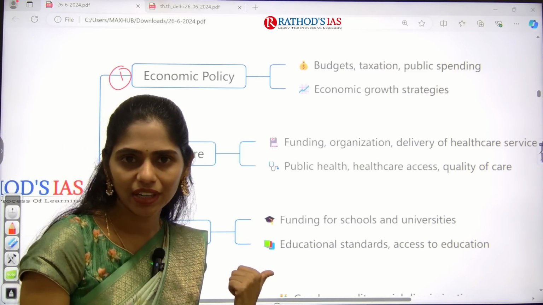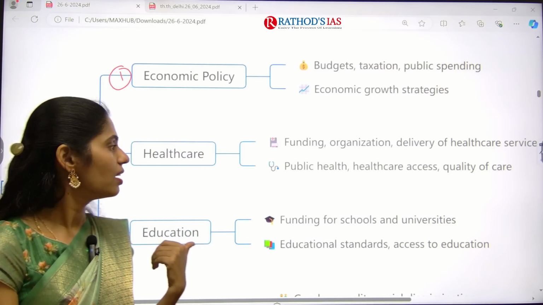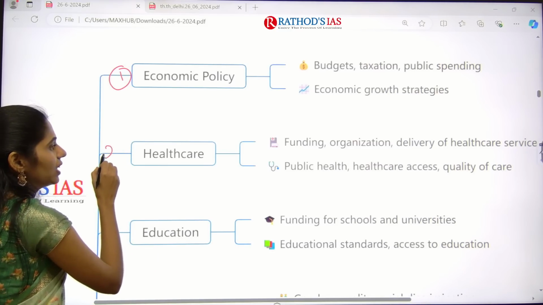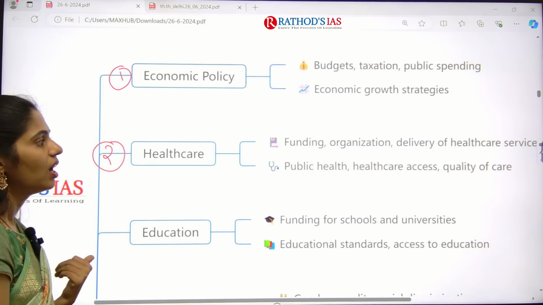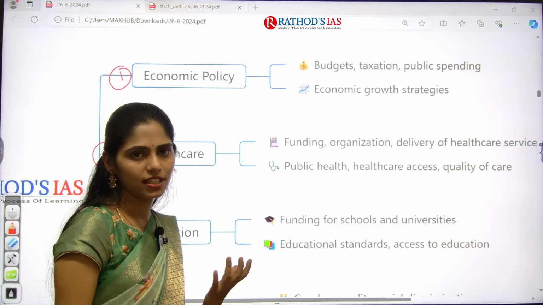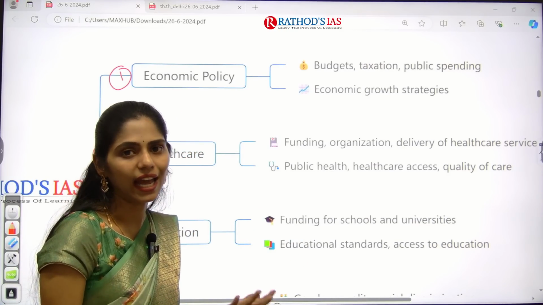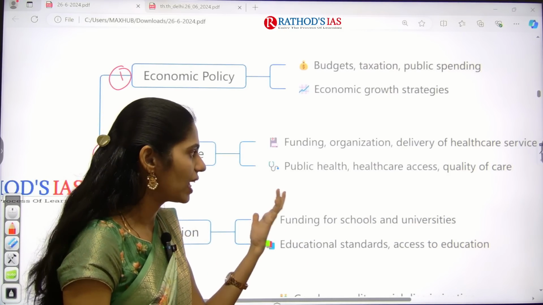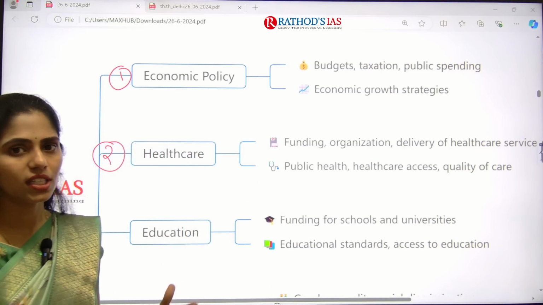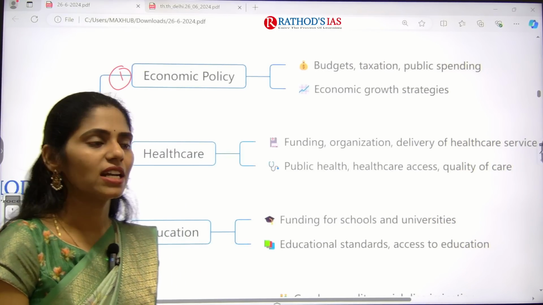Yes, we will be having debates as well as consensus. And next one is regarding healthcare, like funding of healthcare and delivery of healthcare services, and about public health or any emergencies, healthcare access and affordability, as well as quality of care. So in all these, we need to have proper debates and consensus.